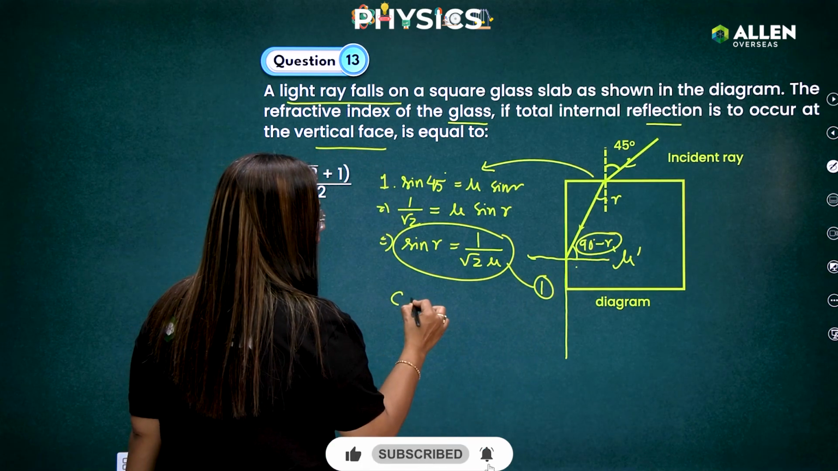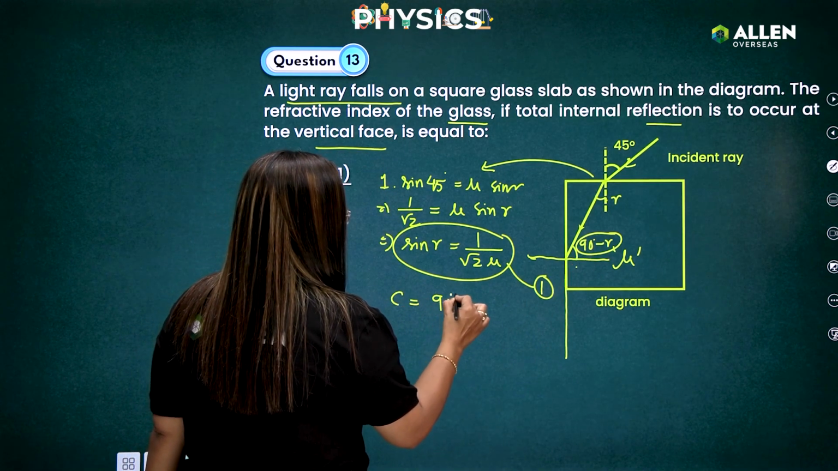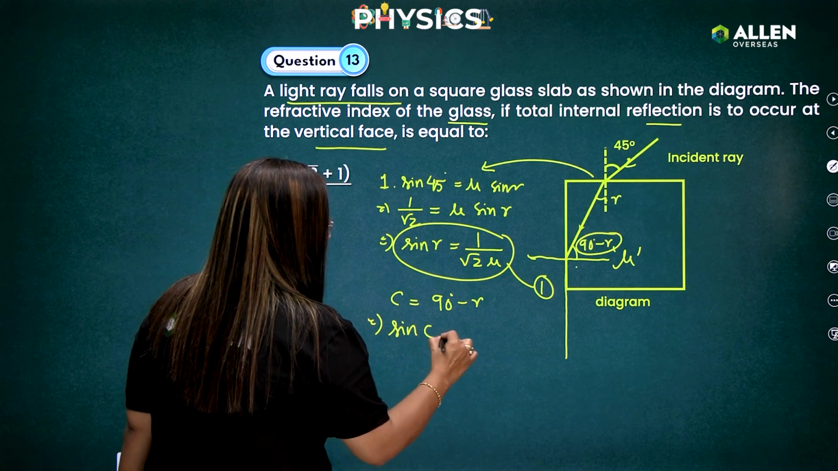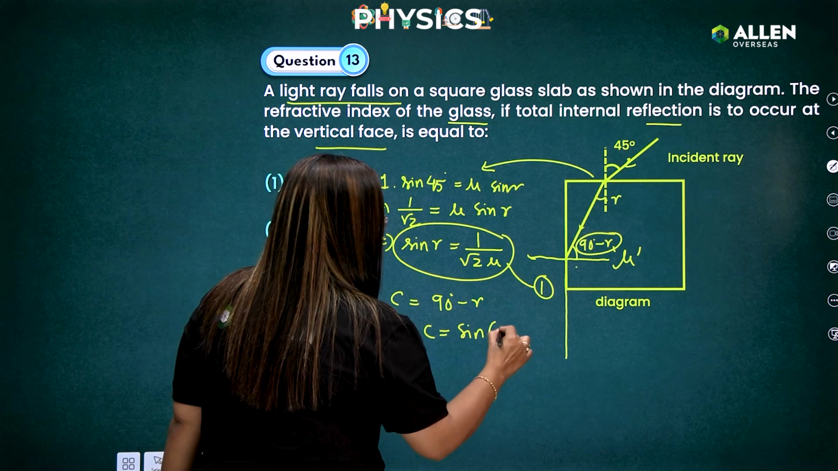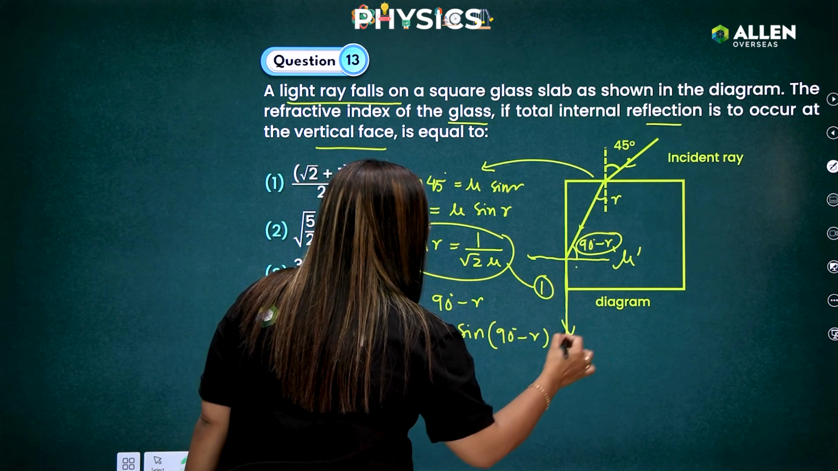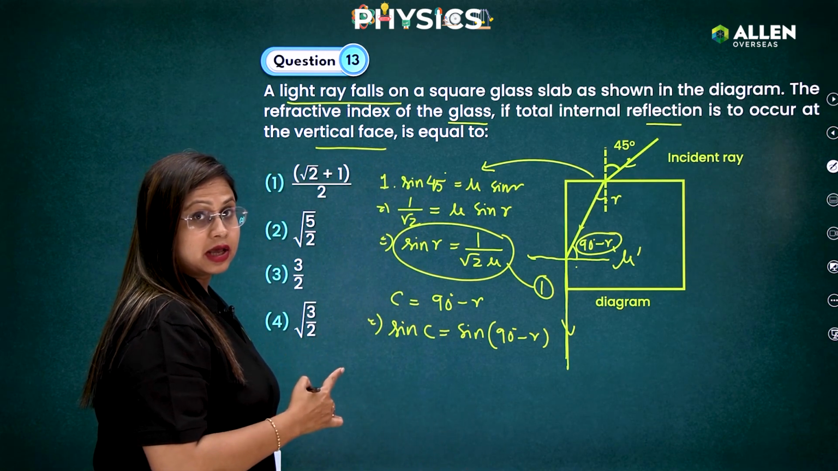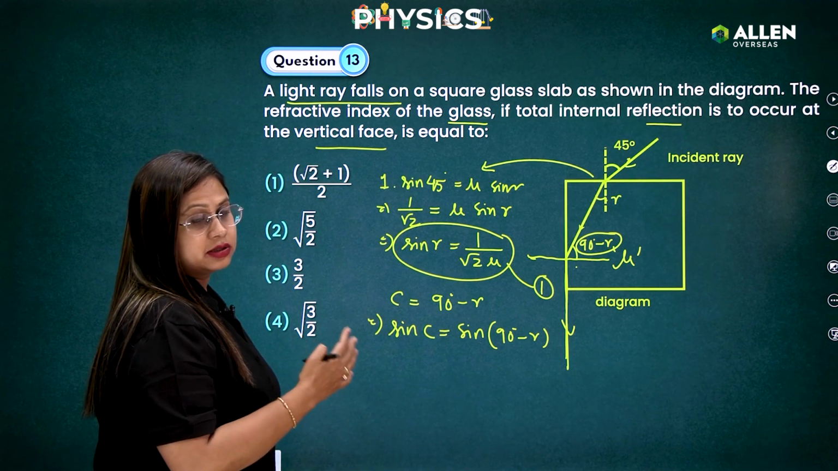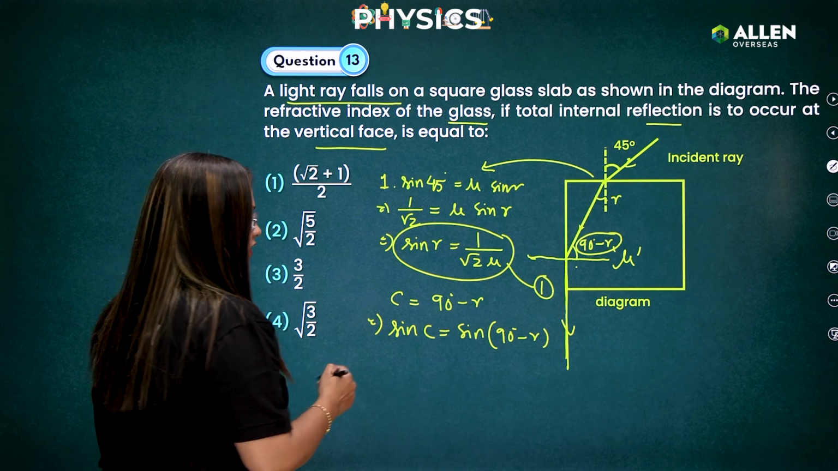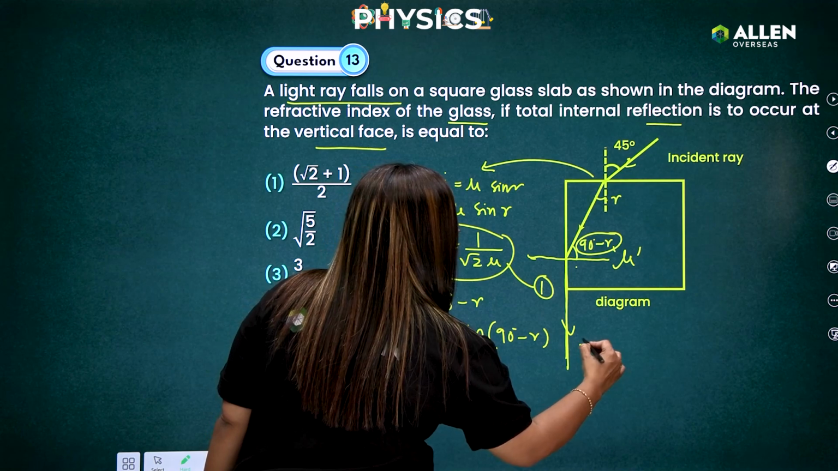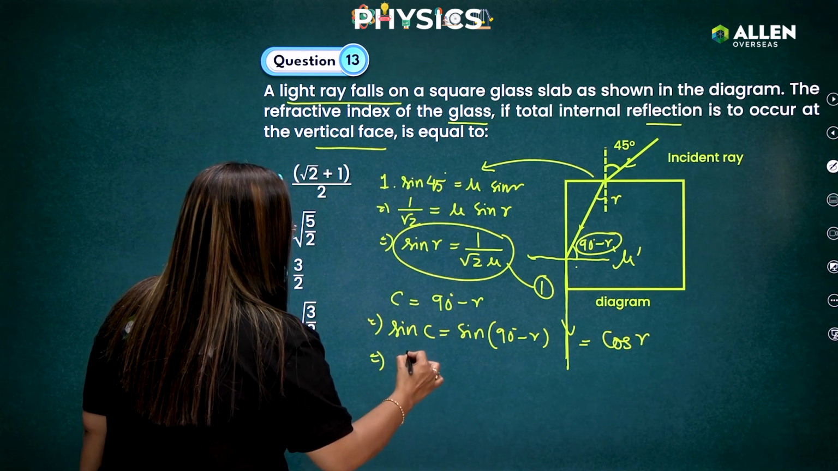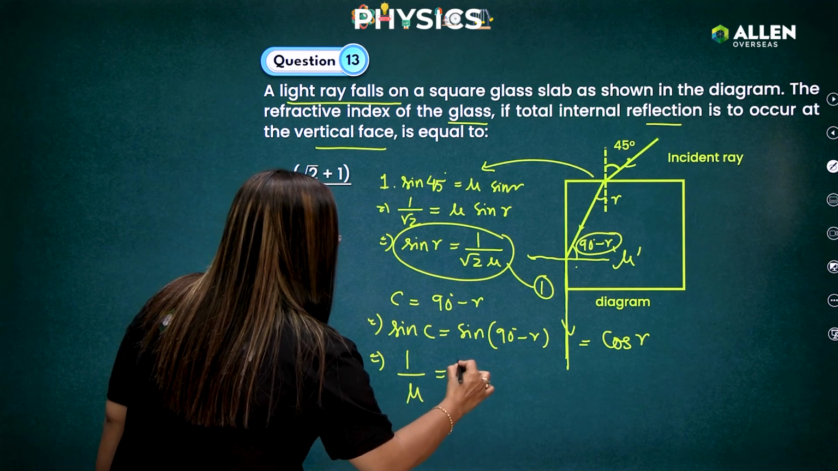we can write down the critical angle is nothing but 90 degree minus r. So we can write here sin critical is equal to sin of 90 degree minus r, then only the light ray is going to pass in this manner, and if you increase the angle more than 90 minus r, then this is going to perform total internal reflection. So sin 90 degree minus r is equal to cos r, and you know that sin c can be written as 1 by mu, so 1 by mu is equal to cos r.